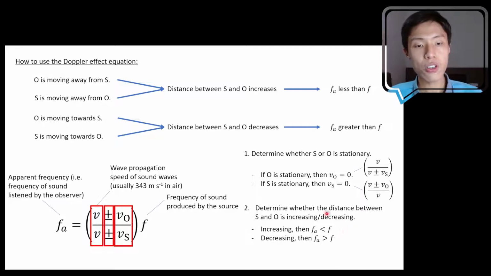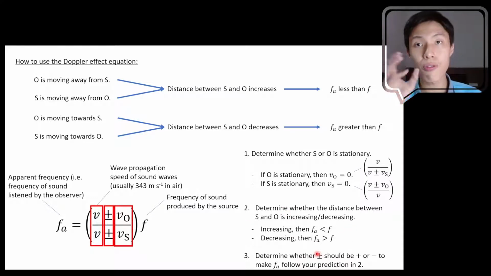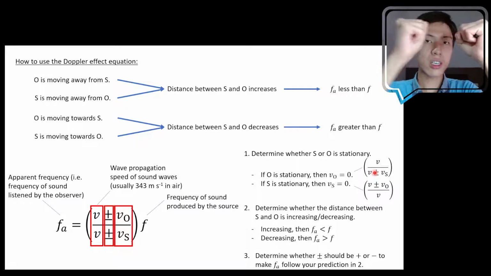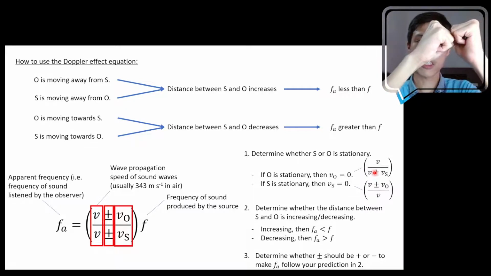Now you know that already. What you need to do in the next step is to reverse engineer it, to determine what sign you need to put in here, whether it's a positive sign or a negative sign. Let me give you an example. Let's say that the observer is moving towards a sound source.